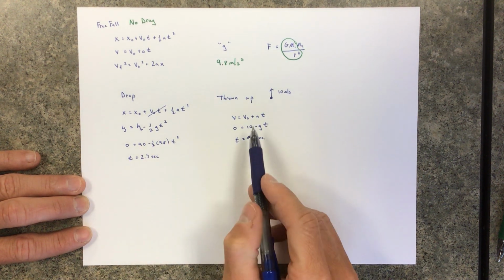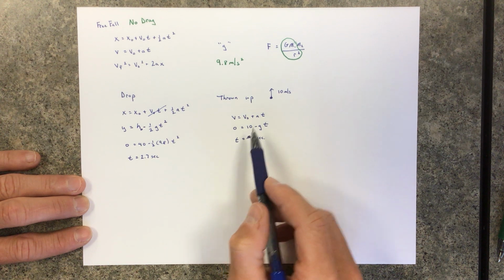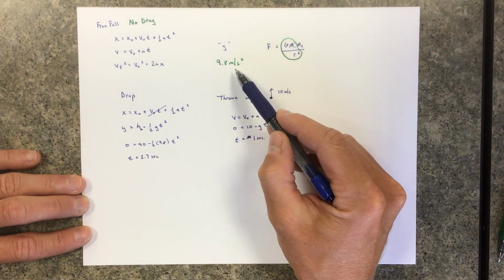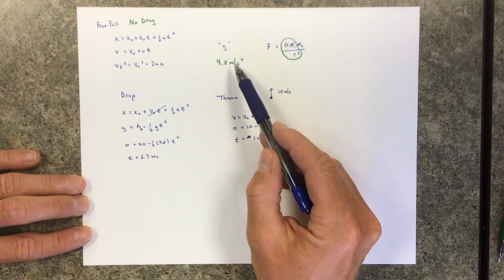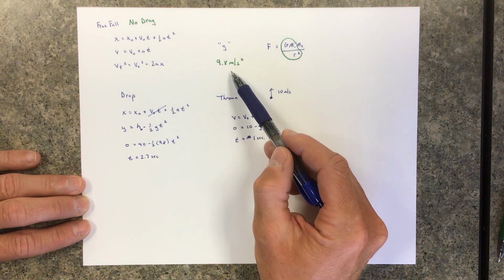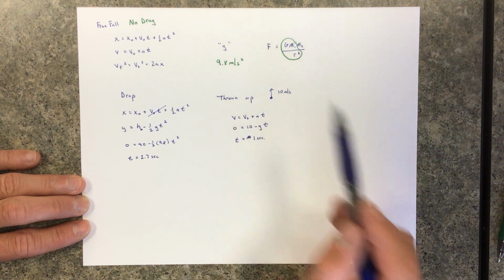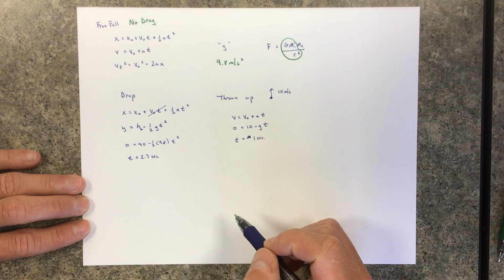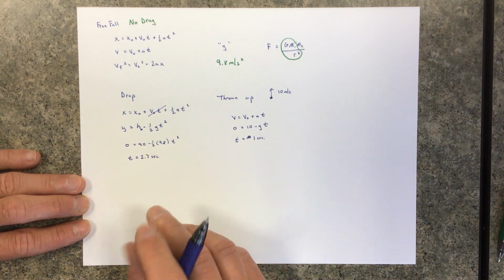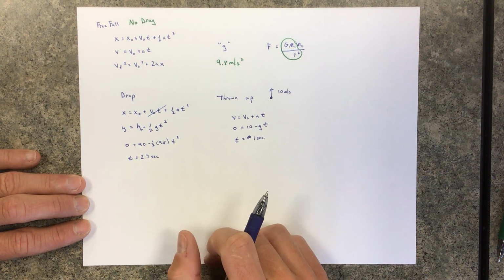If you throw something at 10 meters per second, and we know that gravity pulls down at 9.8 meters per second squared, meaning it decreases your velocity by 9.8 meters per second every second, then it's going to take 1 second. What if you were interested in how high this thing went?